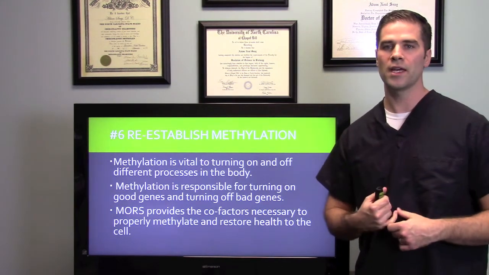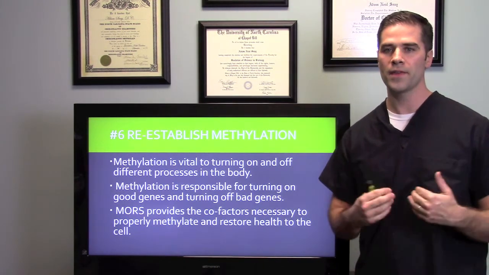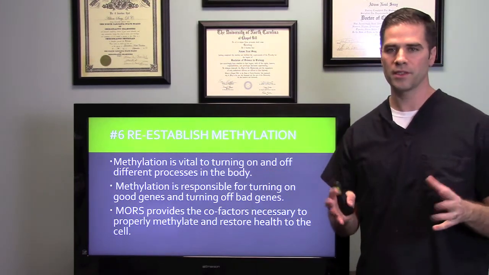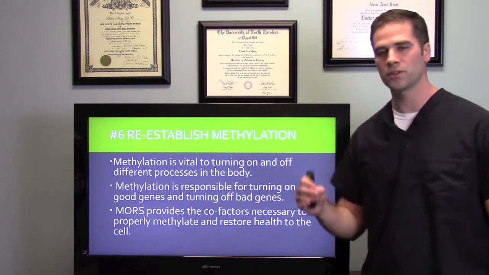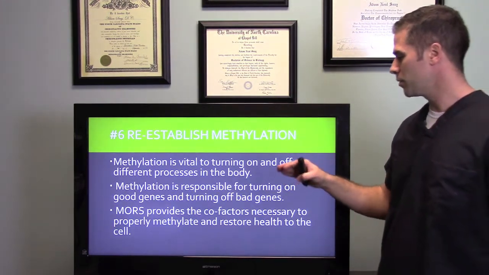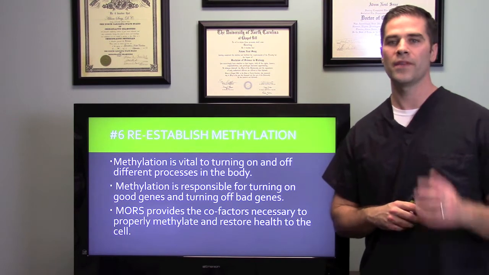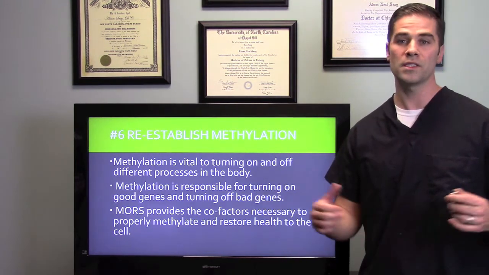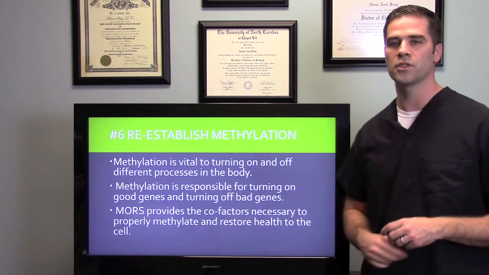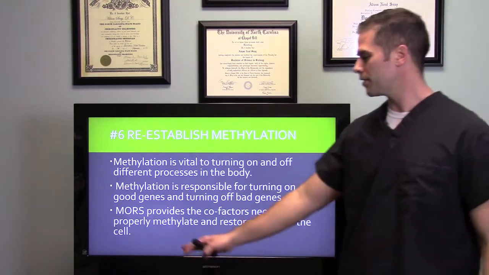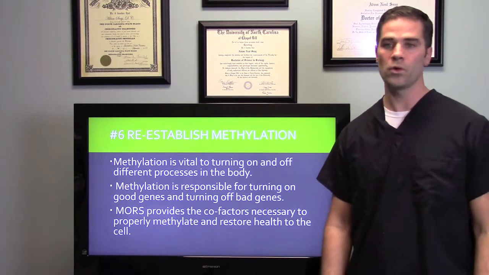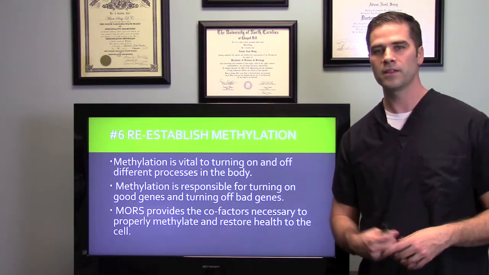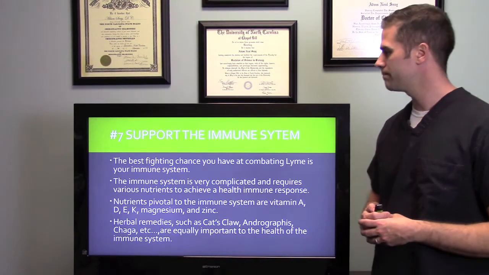And going back to your genetics, this is what we look at. And we want to get your methylation up and running, as this is vital to turning on and off every process in the body. So this is going to turn on your good genes, it's going to turn off your bad genes. And so we have to get you methylating correctly, and that's why we run the 23andMe test. It's going to tell us how well are you methylating, or at least tell us the blueprint. We can look at physiology as well to see that happening. Product that we use sometimes to start people with is called MORS, and this provides you with the cofactors necessary for proper methylation and helps to drive more health to the cell.